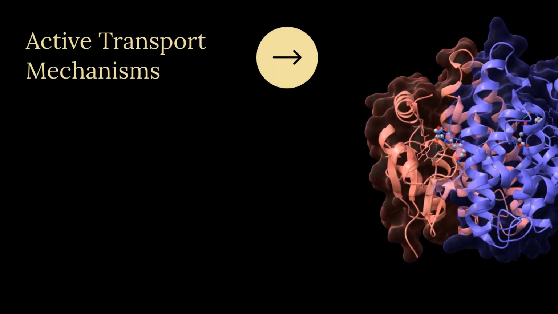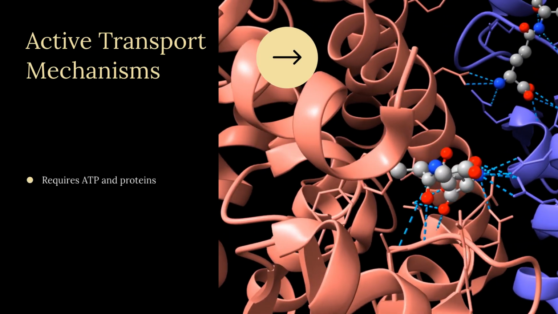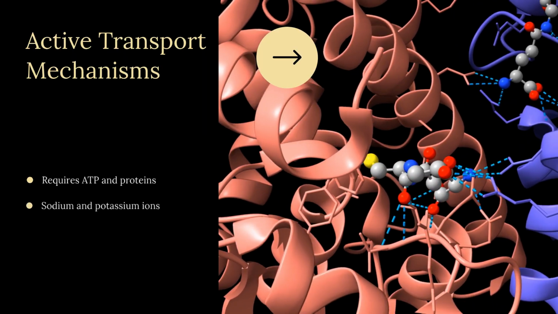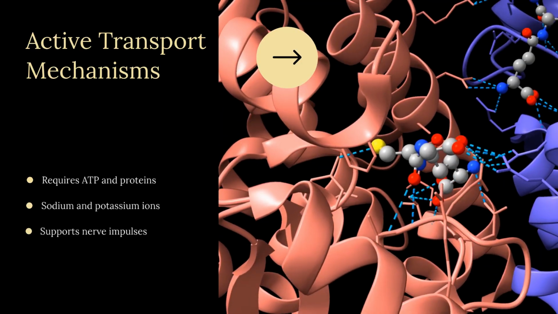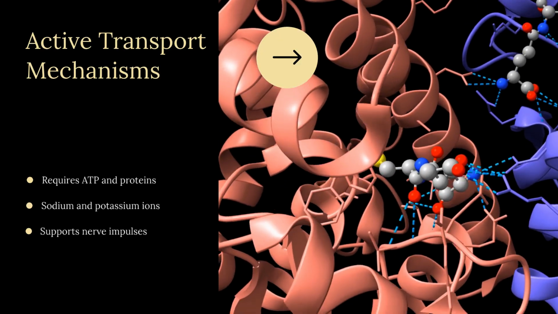Active transport moves substances against gradients. It requires ATP and carrier proteins. Sodium and potassium ions are key examples. This supports nerve impulses and muscle contractions. Active transport is essential for many physiological processes.